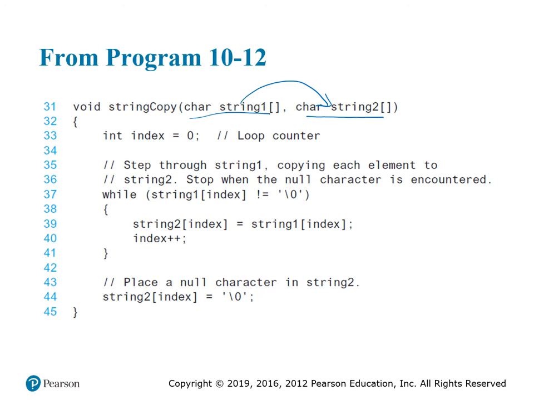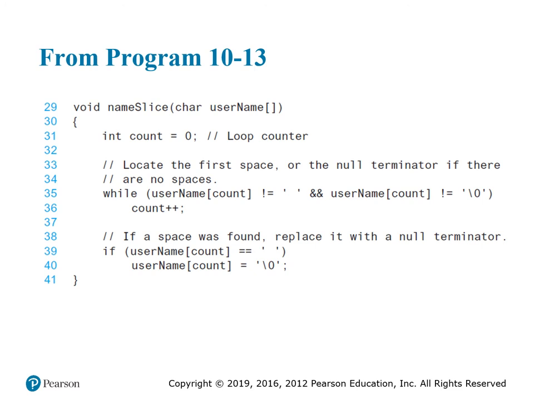Name slice. Now here's something that isn't in the C standard library. It locates the first space and converts it to a null terminator so that you only have one word in your name string at this point. It slices off anything after a space.